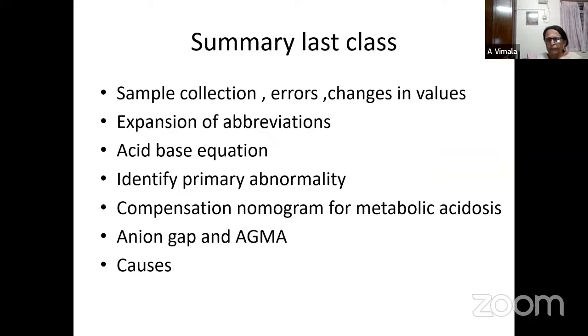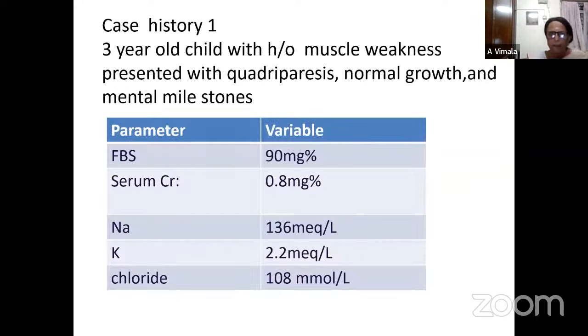We also remember the famous personalities, Henderson Hasselbalch. You gave us the equation. We discussed how you identify a primary abnormality, how you identify a mixed acid base, and we went on to discuss metabolic acidosis, the anion gap, what is anion gap, and various causes of anion gap metabolic acidosis with illustration of cases. Okay, so we stopped at that level that time.